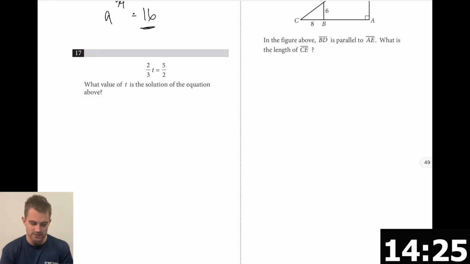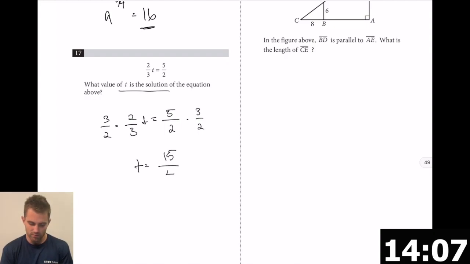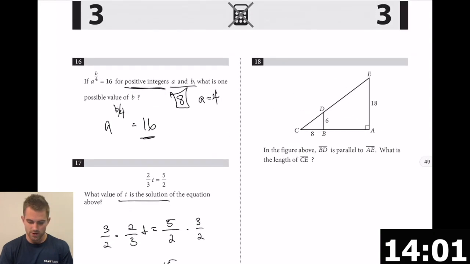Okay, so number 17 says 2/3 t is equal to 5 halves. What is one solution of the equation above? So all we have to do is multiply by 3 halves, right? And we get t is equal to 15 over 4. Okay, so t is equal to 15 over 4. Great. Let's go to number 18.